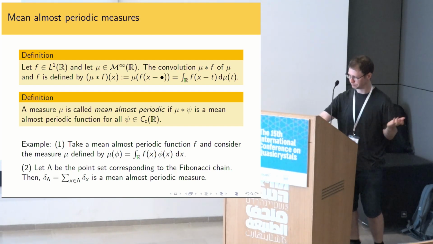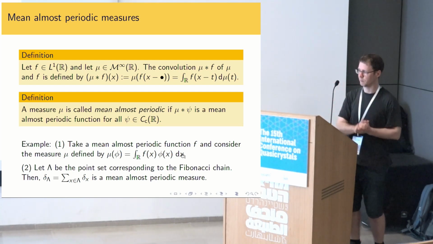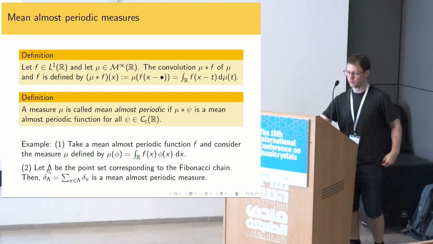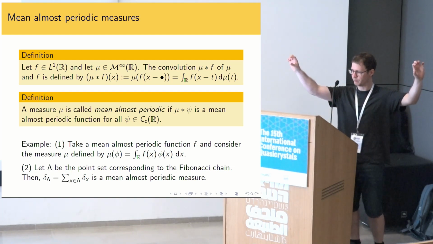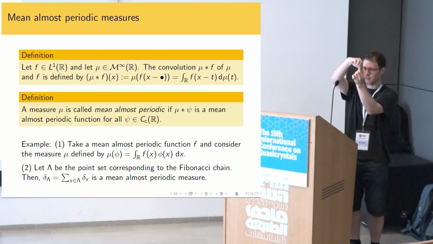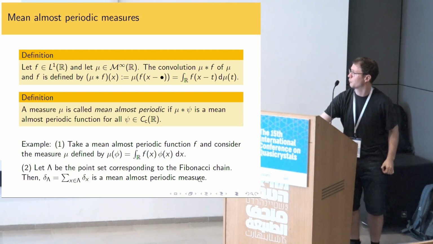So examples. Well, we can take a mean almost periodic function and then consider the following measure: phi is mapped to the integral over R, f of x, which is the mean almost periodic function, times phi of x dx. This gives us a mean almost periodic measure. Or another example, we take a point set, Lambda, which is exactly the Fibonacci chain. And on every element of the chain, I place a Dirac measure. And the resulting measure is, again, a mean almost periodic measure.